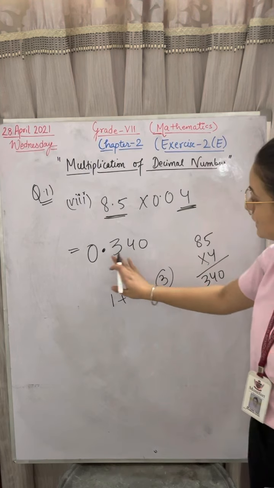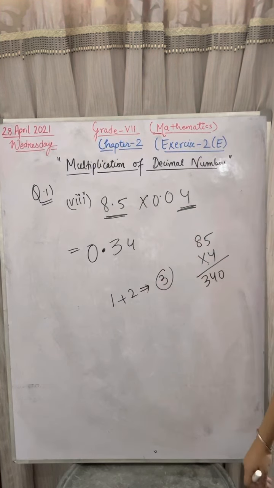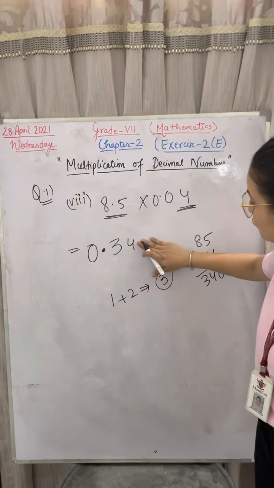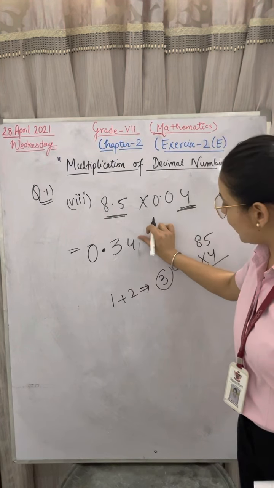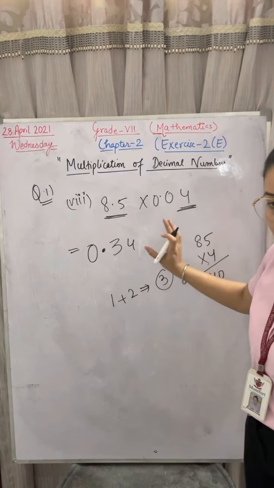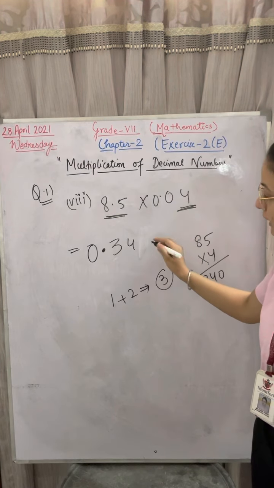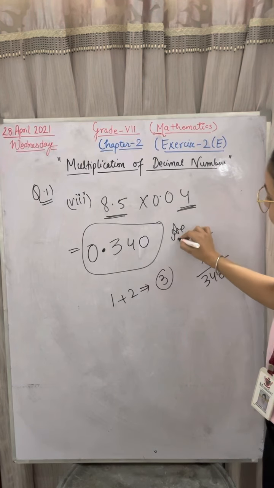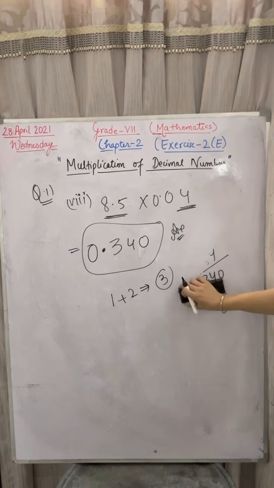You can write your answer 0.340 or 0.34. Both are the same, because after decimal if you are having 0 at the last, you can remove that. There is no value of that 0. Or you can leave your answer up to here, that will also be correct. Your answer will not be wrong if you do not remove the 0.